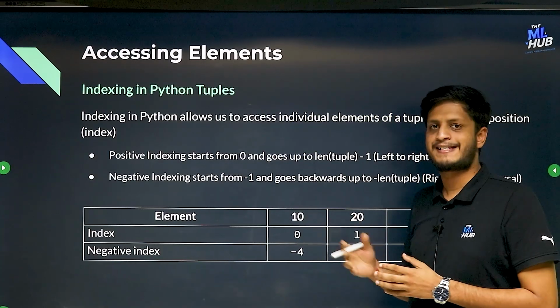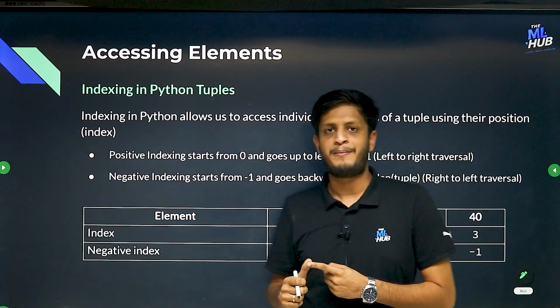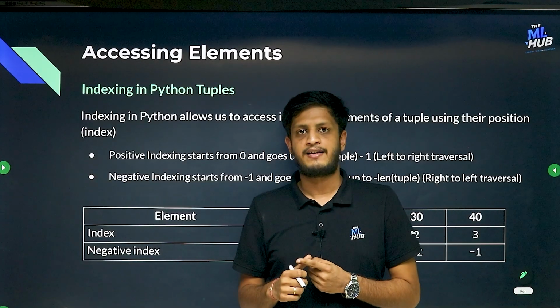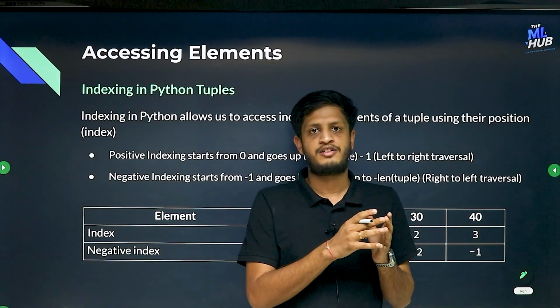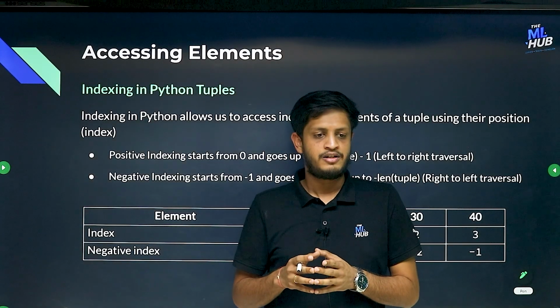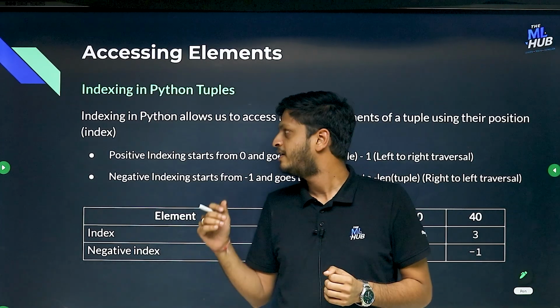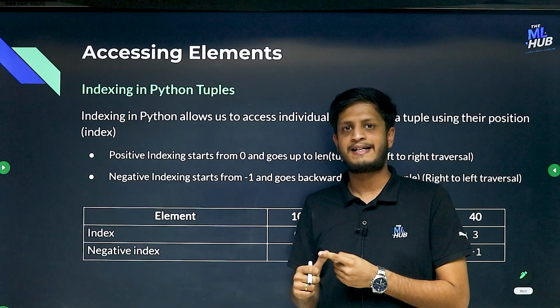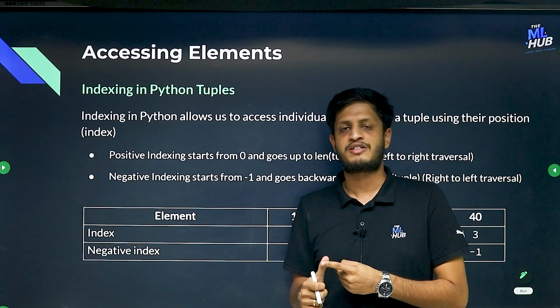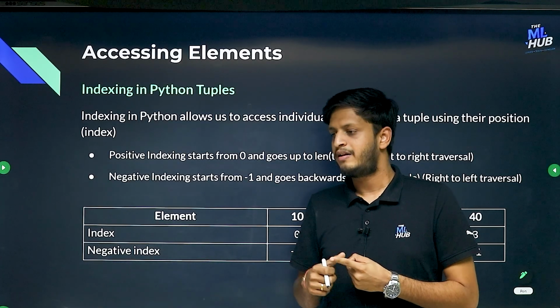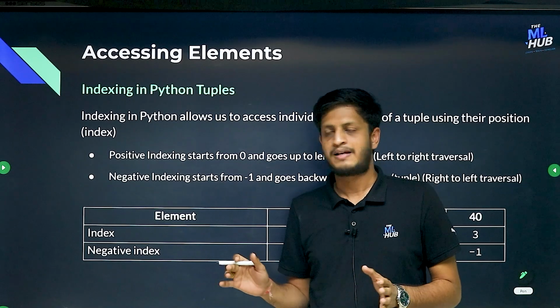Okay, now let's see accessing elements. Accessing elements using indices and slicing, we have seen in detail in the string lecture and in list. So if you want to watch that, you can watch the string lecture. There we have covered it in detail. Here the same concepts will apply. Indexing is the same for any collection, which means string, list and tuple. Indexing and slicing are exactly the same.